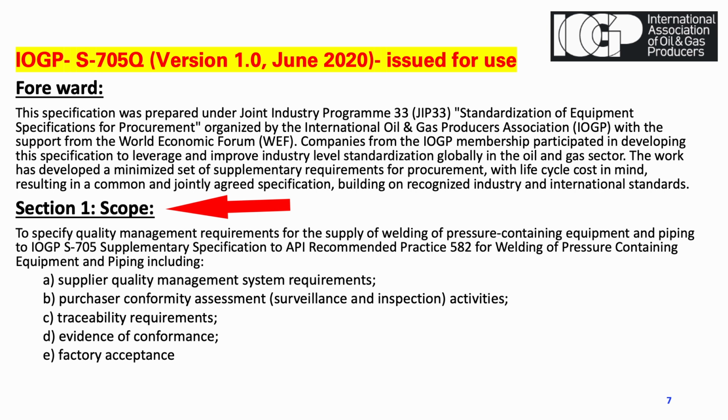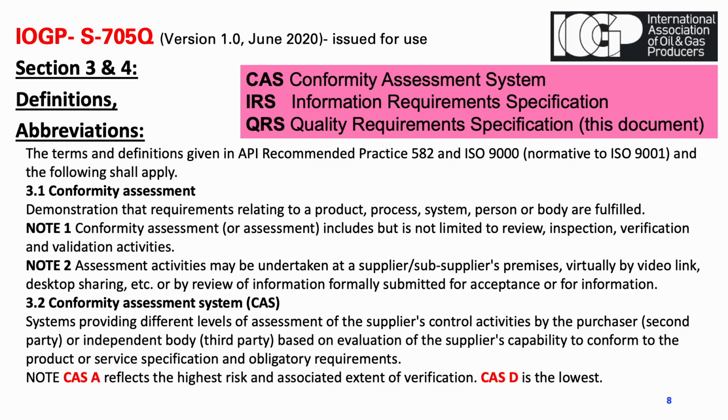containing equipment and piping to IOGP-S-705 to API recommended practice 582 for welding pressure containing equipment, including supplier quality management system requirement, purchaser conformity assessment, which is surveillance and inspection activities, traceability requirement, evidence for conformance, and finally the factory acceptance. Section 3 and 4 are the definitions and abbreviations.